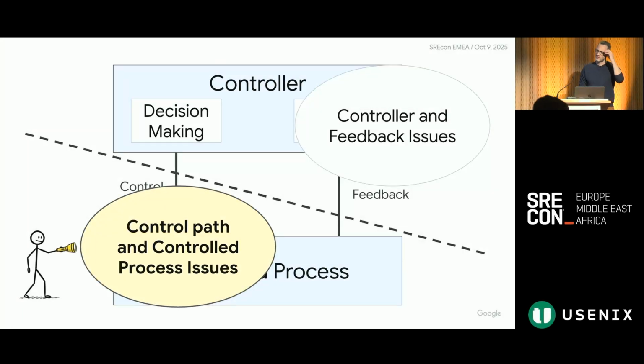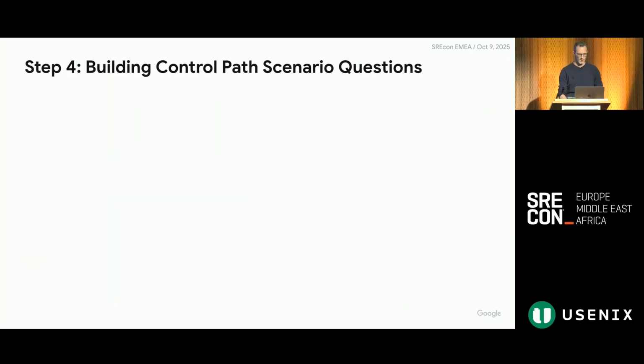So Garrett just talked before the break about controller and feedback issues. Now, we haven't spoken yet about control path and control process issues. Let's focus on these ones now. As with control and feedback issues, there are 2 scenario classes involving the control path and the control process.